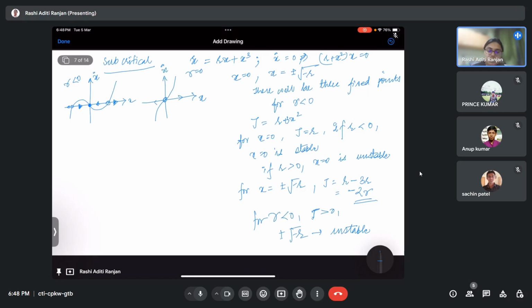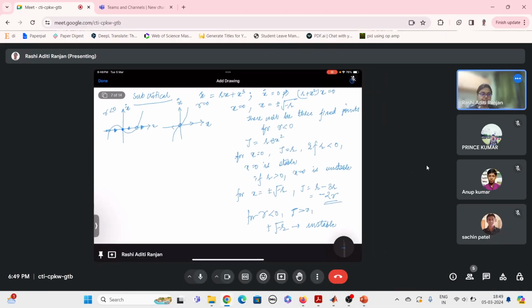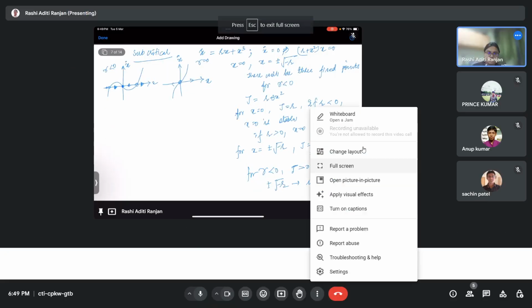So this is your subcritical bifurcation, and you can see that in case of a subcritical bifurcation, for values of r less than 0, there is a stable fixed point, but as soon as the value increases, it leads to instability, isn't it? The system becomes unstable, which is what we don't want. Okay, I don't want the system to go to instability, and this kind of bifurcation is also going to cause catastrophic failure of the system.